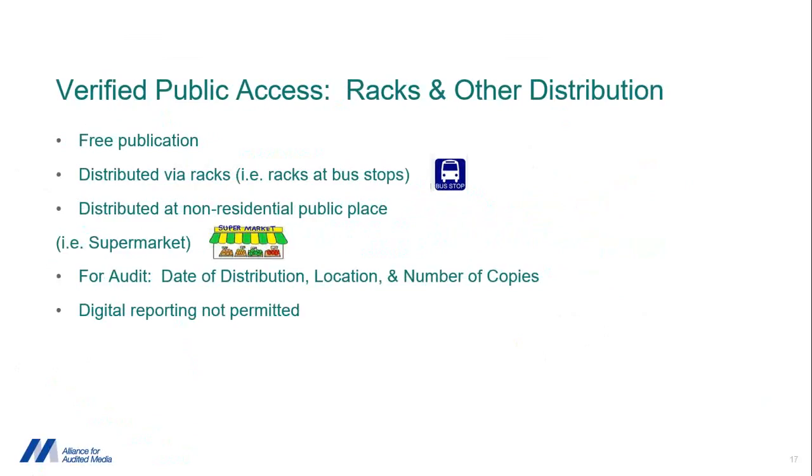Lastly is verified public access racks and other distribution. This is free. Again, it's your paper being distributed free at various racks. Publisher has control of where these racks are located. A prime example would be a rack that's at a bus stop that has your free paper in there. It's usually distributed at non-residential places, so near a supermarket, a bus stop. What we need to know is the date of distribution, the location of the rack, and number of copies. And again, digital is not permitted.